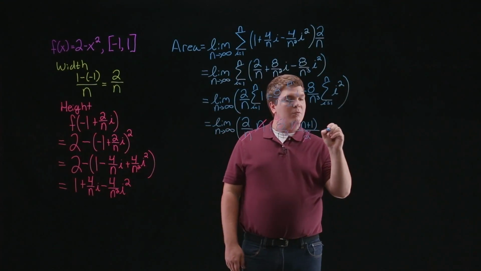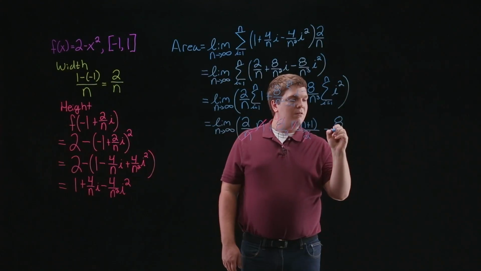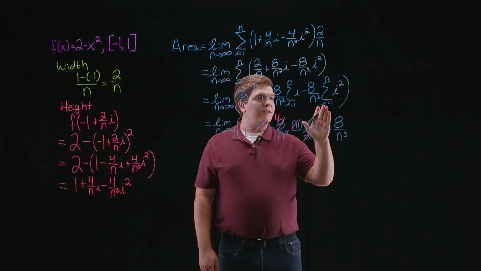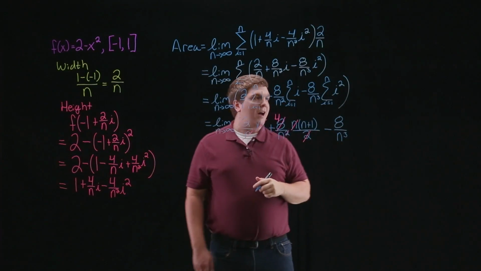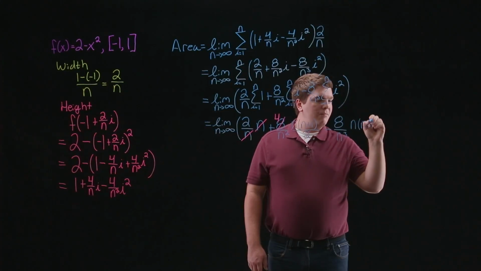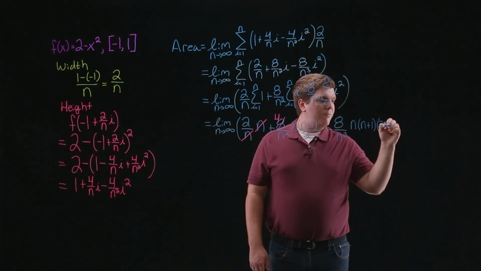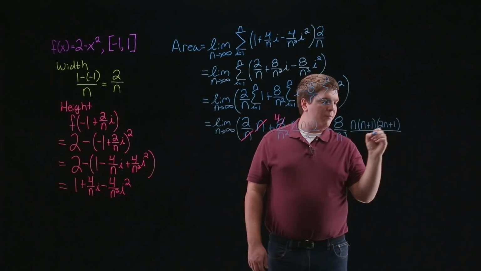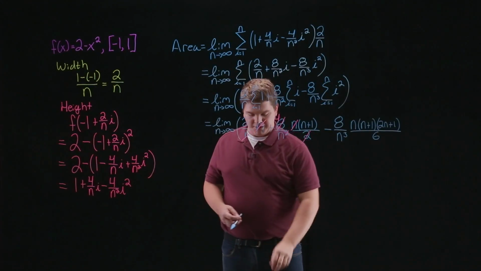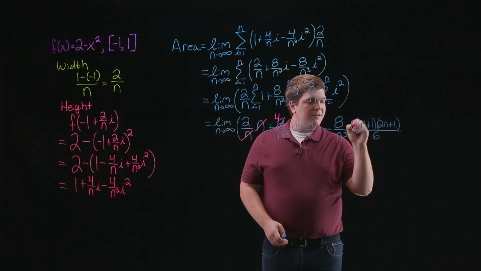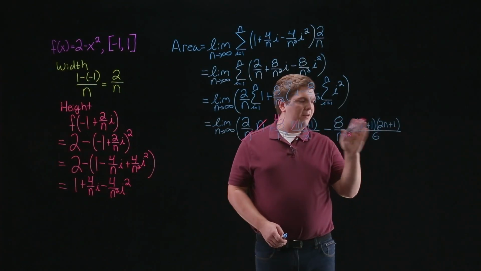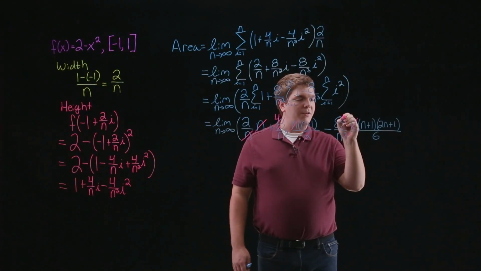And moving along, we're subtracting an 8 divided by n cubed times the sum. And we know that the sum from i equals 1 to n of i squared is n times n plus 1 times 2n plus 1, all divided by 6. So here, we can also do a little bit of simplification. We can cancel this n with one of these n's, and since we have an 8 divided by 6, we can write that as a 4/3.